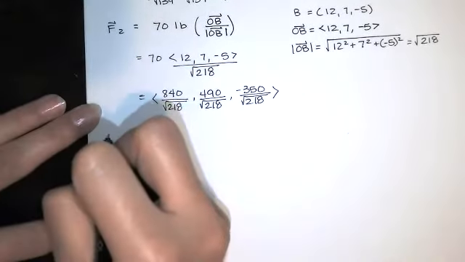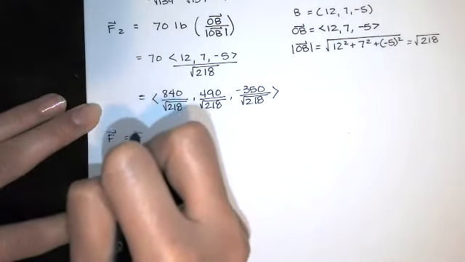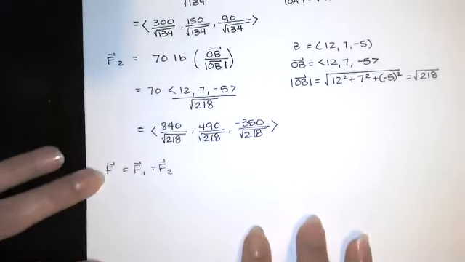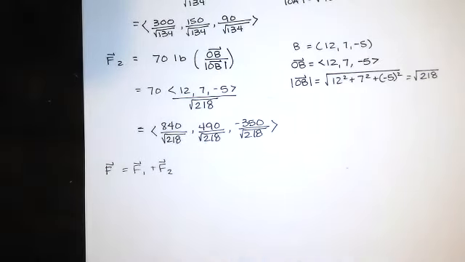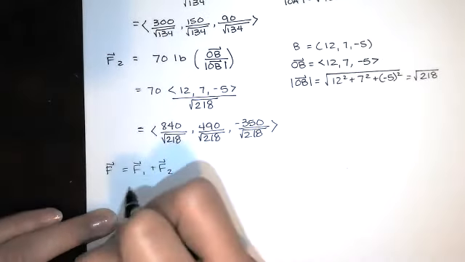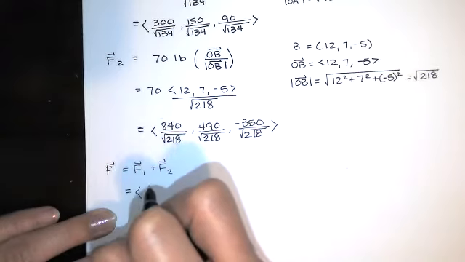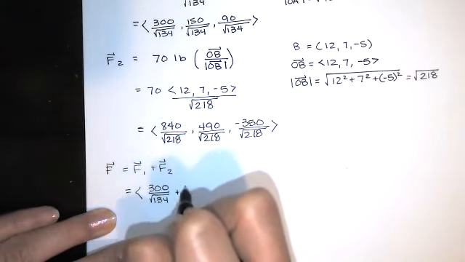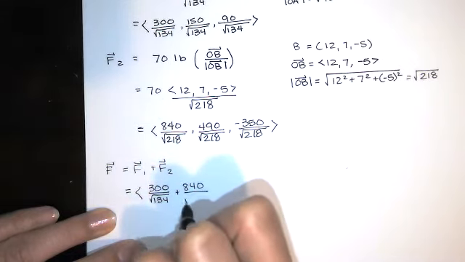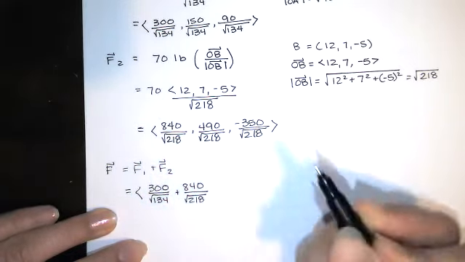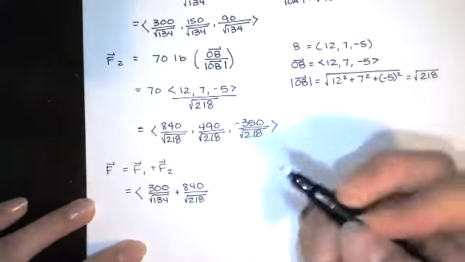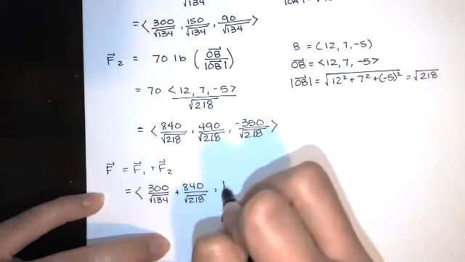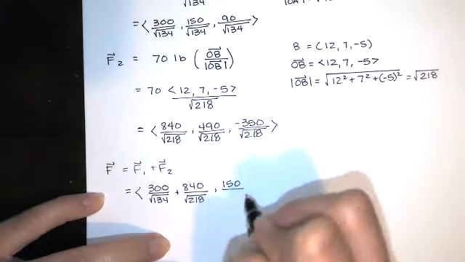Now, if I want to find the resultant force, I need to take the two forces and add them together. It's actually pretty easy. If you've got two forces in component form, you just add component by component. So we're going to have 300 over the square root of 134 plus 840 over the square root of 218. So it's x component plus x component times i hat plus y component plus y component times j hat.